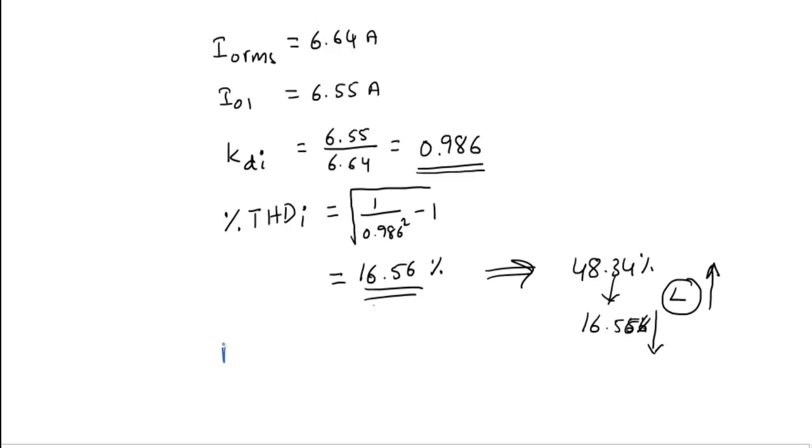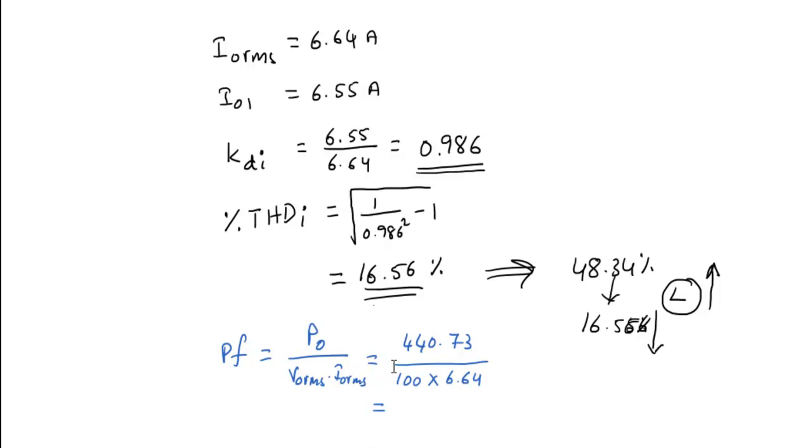Load power factor, using this information: load power factor PF equals power consumed by the load divided by V0 RMS into I0 RMS. The power consumed by the load we already calculated, 440.73 watts, divided by the RMS value of the load voltage, which is nothing but VDC for the full bridge inverter, and I0 RMS, which we just calculated as 6.64. Then it will give the power factor value.